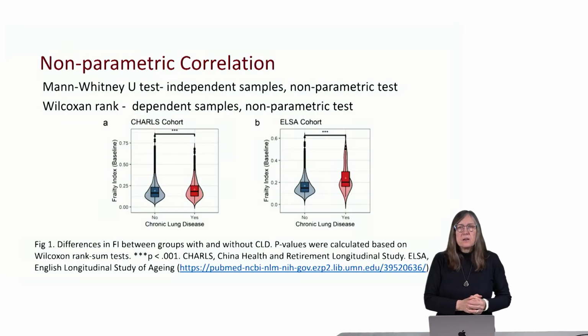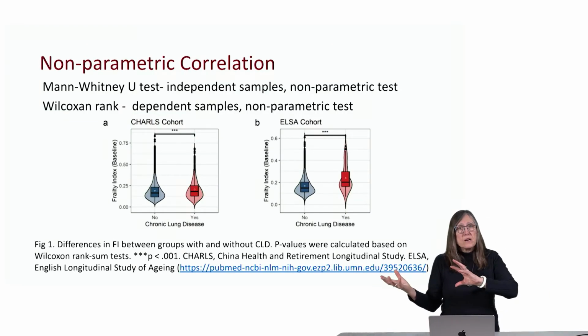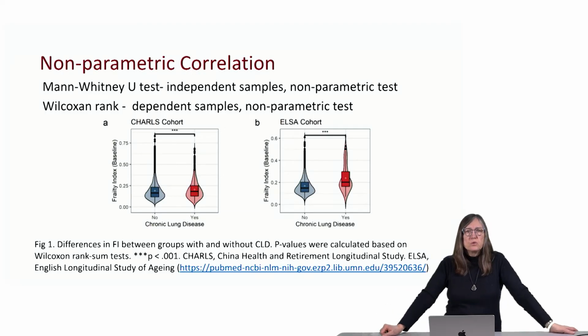And so those were parametric tests. Now, non-parametric tests. We have two different types: a Mann-Whitney U test and a Wilcoxon rank test. And you really will see these quite commonly in peer-reviewed papers.